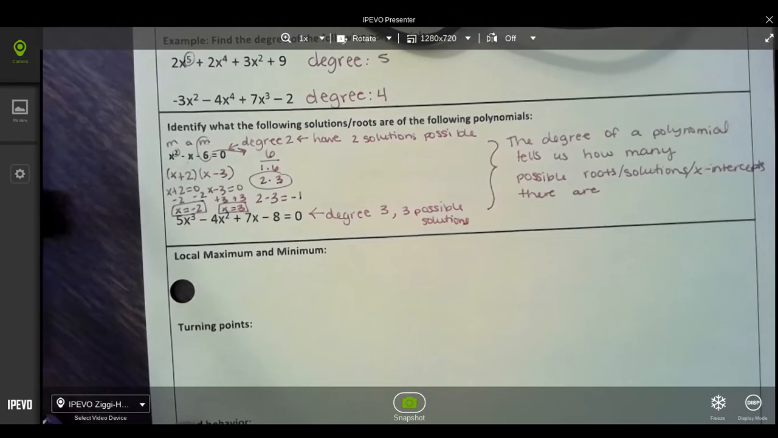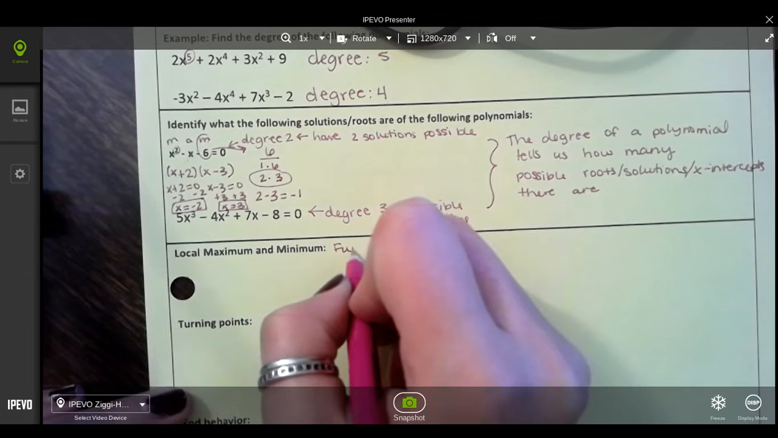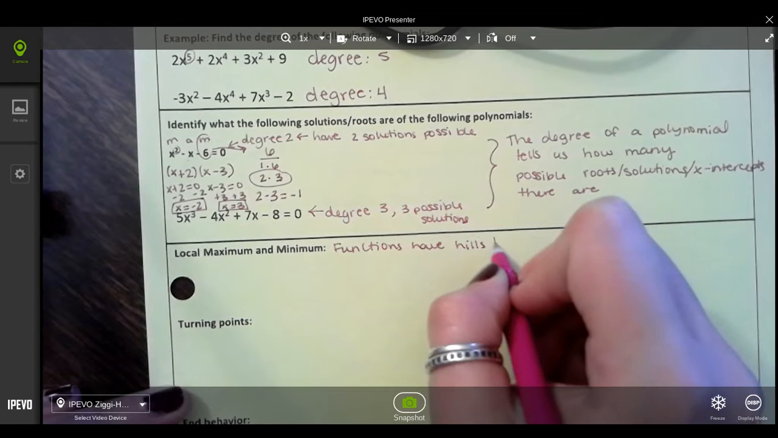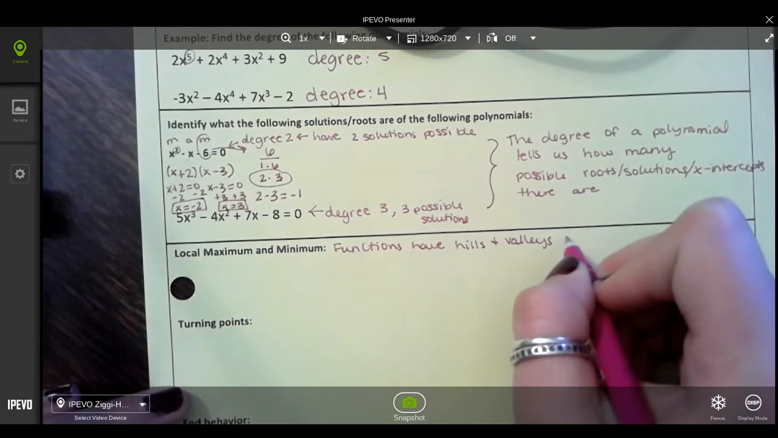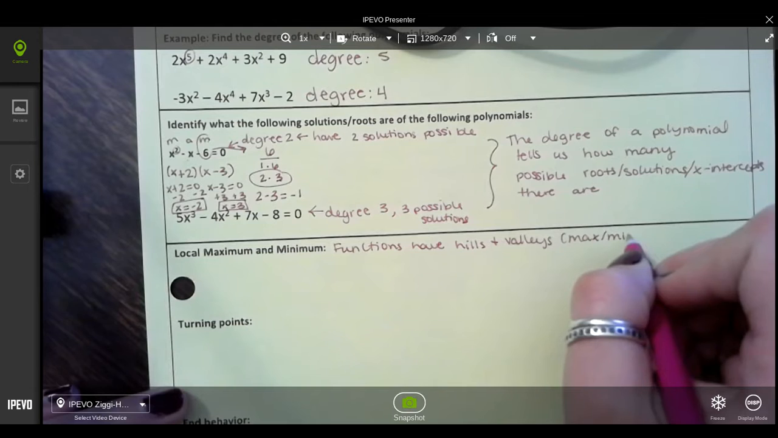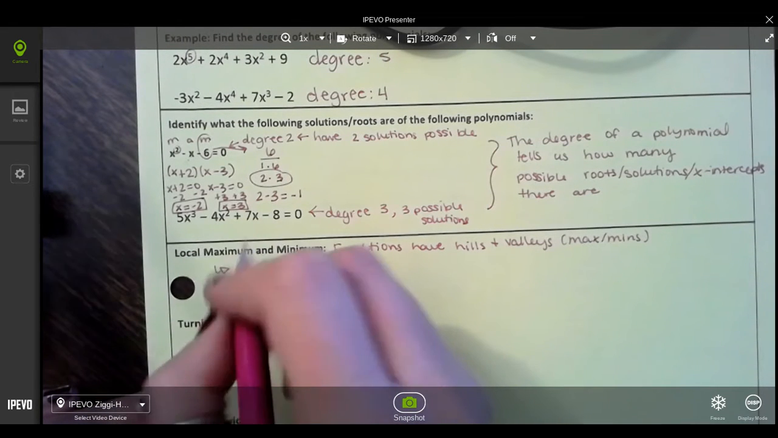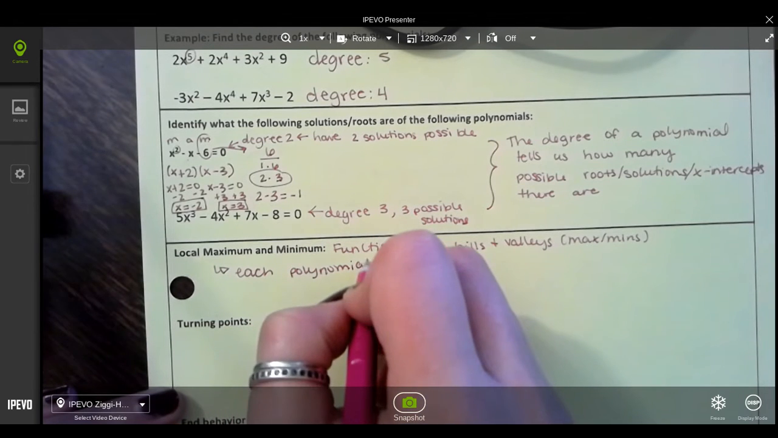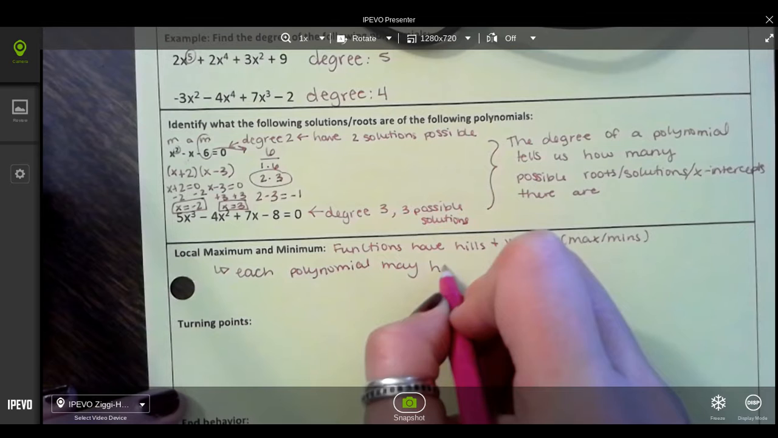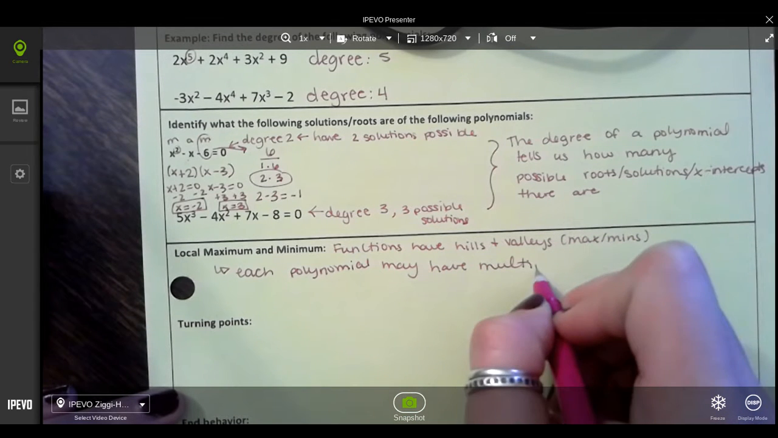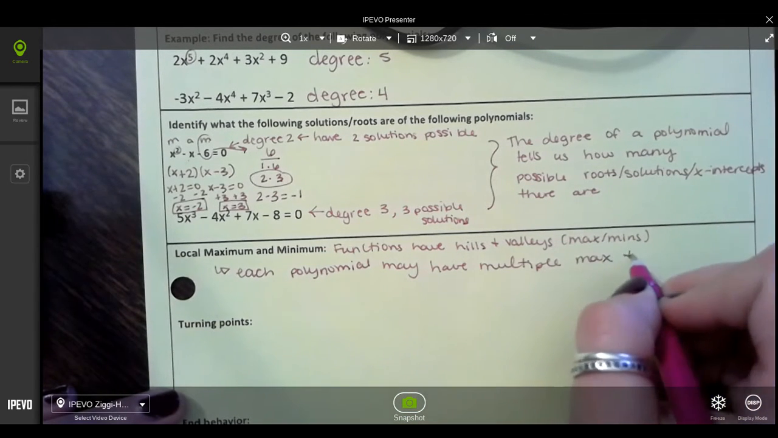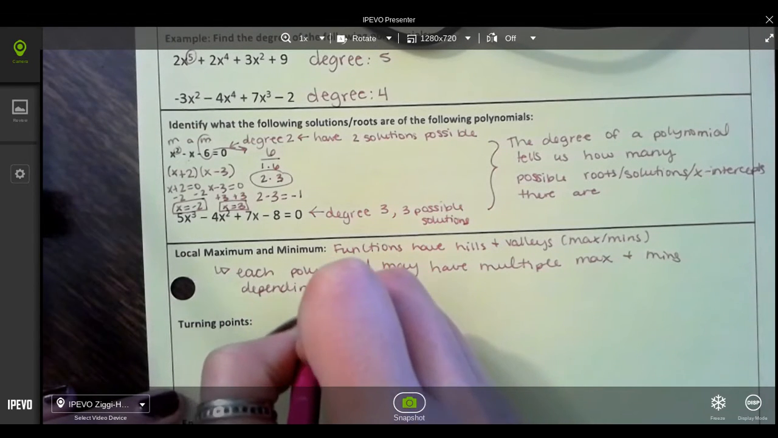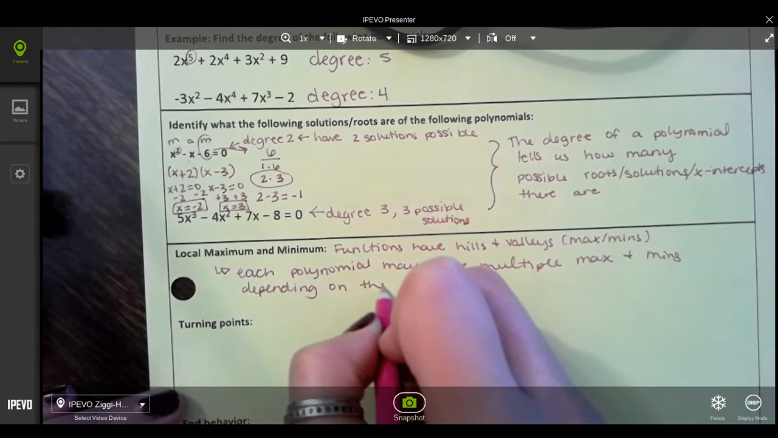All right, let's talk about a local max and a minimum. Functions have hills and valleys, which are called maxes and mins. Each polynomial may have multiple maxes and mins, depending on the degree of the polynomial.